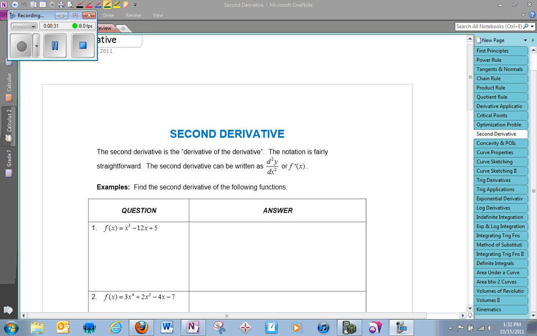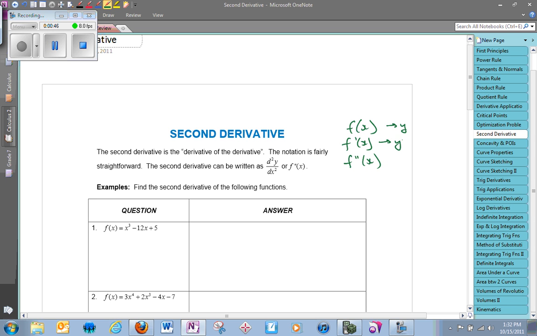the second derivative. If my function is f of x, the first derivative is f prime of x, the second derivative is f double prime of x. It's also the same for y: y prime, and y double prime. Another way to say y double prime is d squared y over dx squared. So those are common notations.